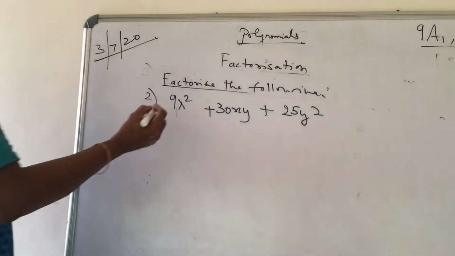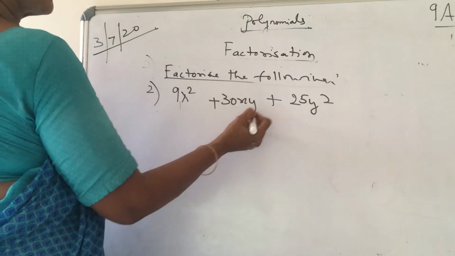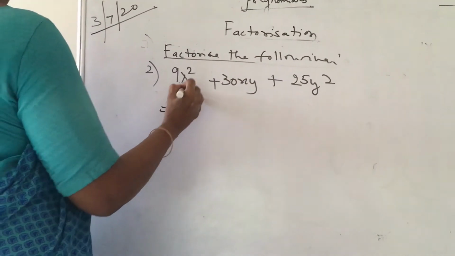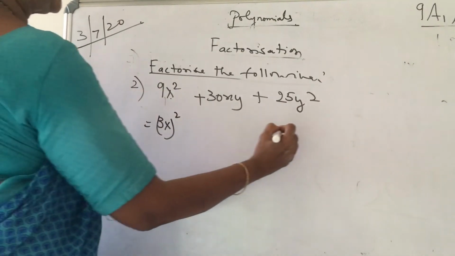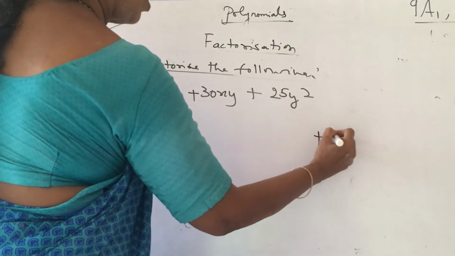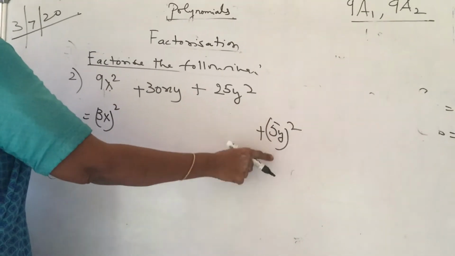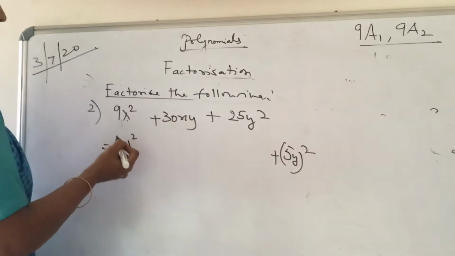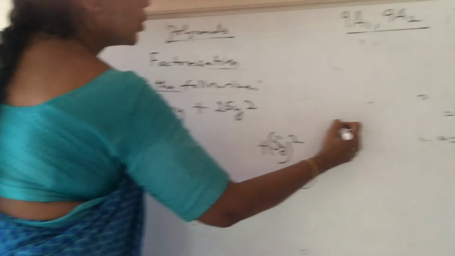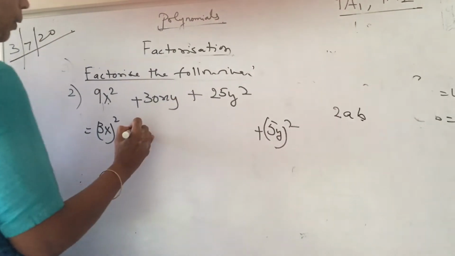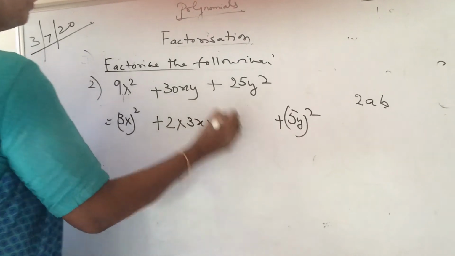Second question, children. 9x squared plus 30xy plus 25y squared. The first term as a square: 3x the whole square. And if you write your last term as a square, children, 25y square can be written as what? 5y the whole square. A the whole square plus b the whole square. So what are your guesses for the middle term, children? 2ab, 2 into 3x into 5y.